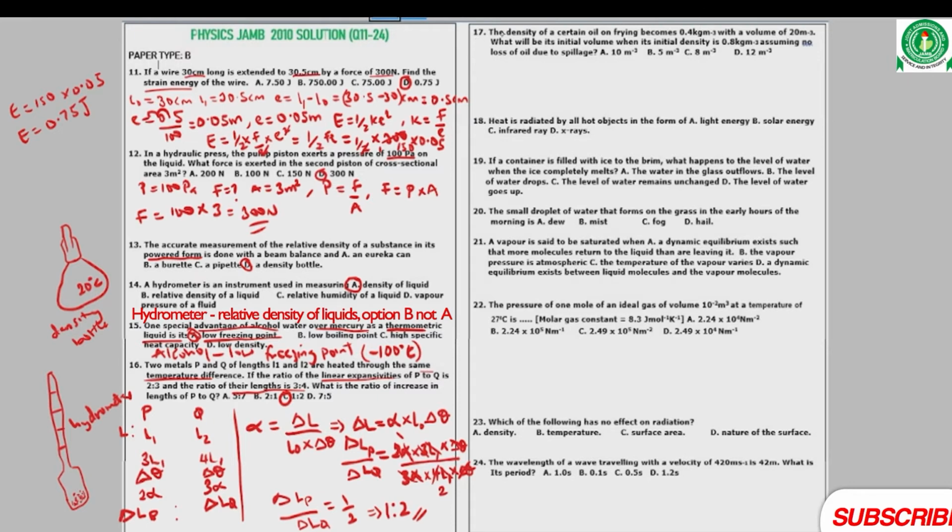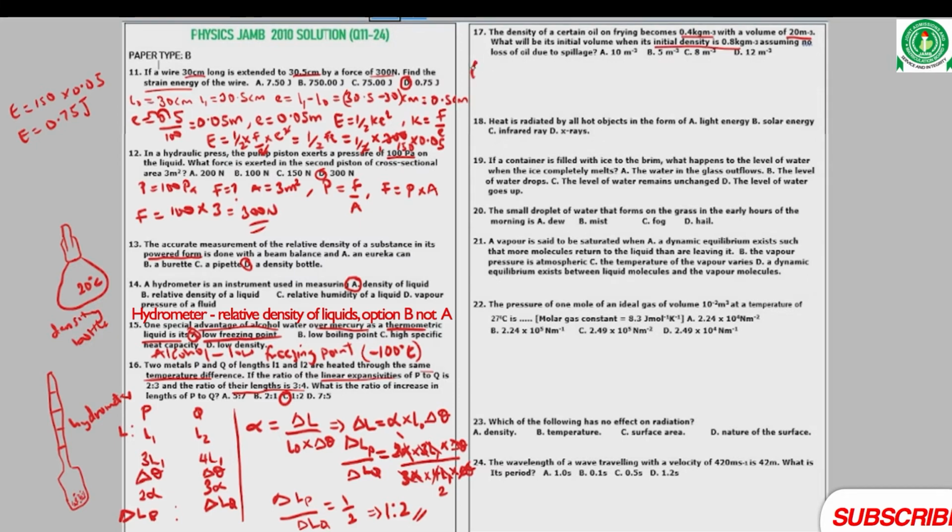Question number 17 says that the density of a certain oil on frying becomes 0.4 kilogram per meter cube with a volume of 20 meter cube. What will be its initial volume when its initial density is 0.8 kilogram per meter cube, assuming no loss of oil due to spillage? Now we are told that the density of the oil while frying becomes 0.4 kilogram per meter cube.